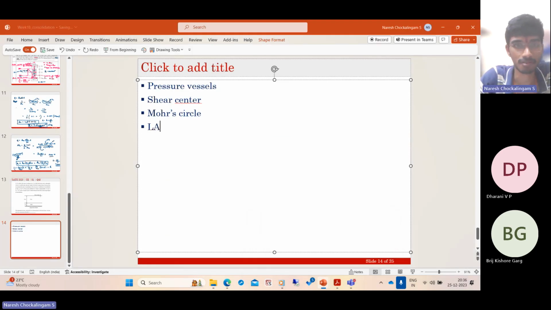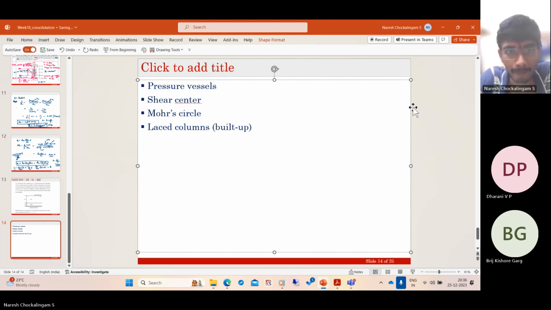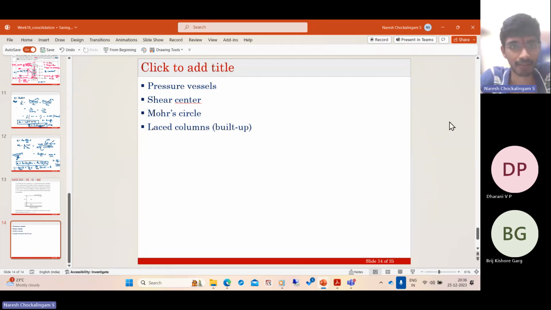Laced columns. I think laced and battened columns, right? Or built up in general. Yes, then you can tell me, because we'll finish as much as possible in one session and carry it forward to the next. So you can tell me if you have any other. You can also tell me the next session. No problem.